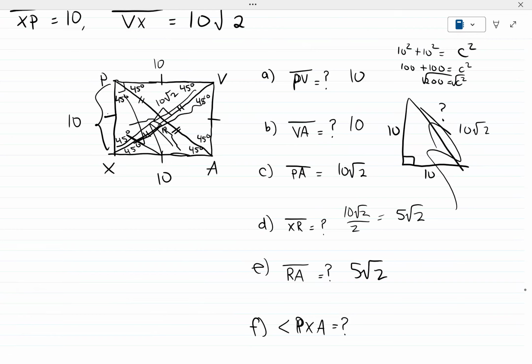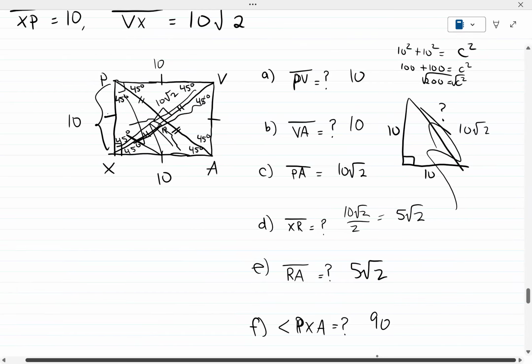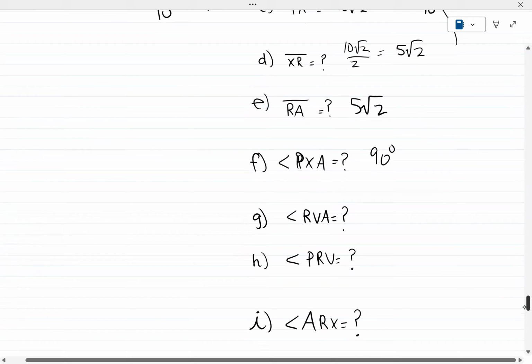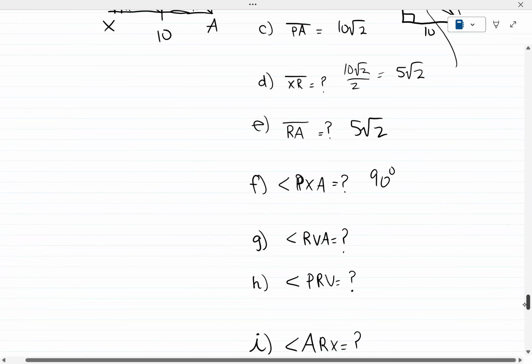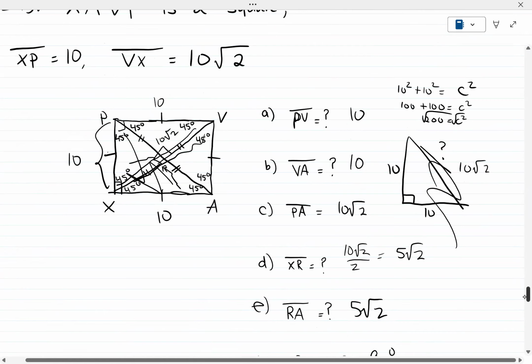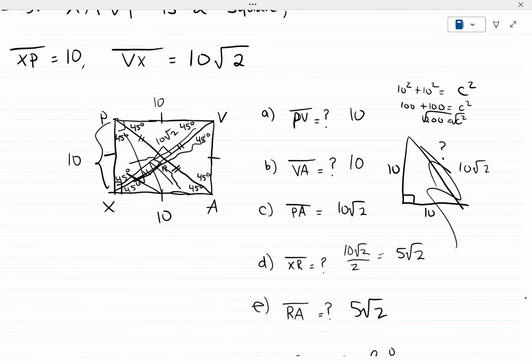Okay, letter F. What is the angle of PXA? It's this angle, and in a rectangle, I mean in a square, they all form a 90, so it's going to be 90 degrees. Letter G, angle RVA. It's just this small angle, and this is going to be 45 because this angle must be congruent to this angle, and they should all form a 90, so it has to be 45.